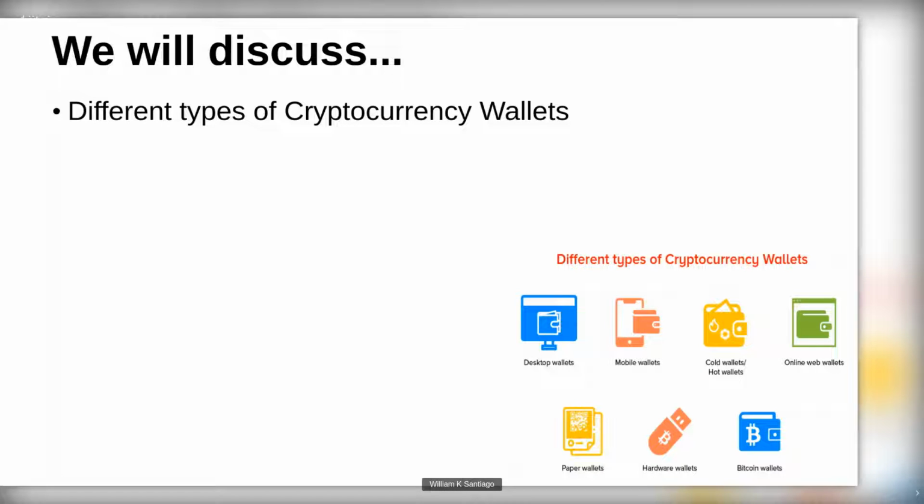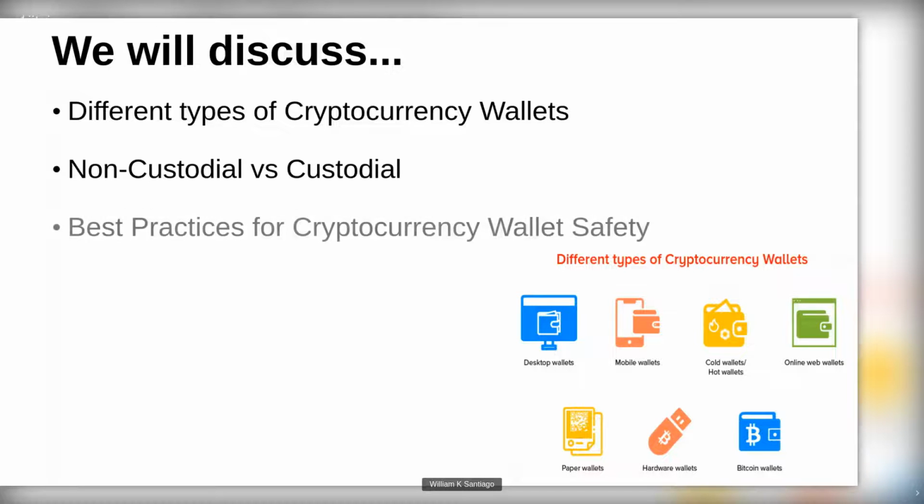there. So we understand that there are different types of wallets. We're also going to look at the type in terms of two categories of these wallets. One's non-custodial and custodial. And as we go through the presentation, I'll point out which of these are custodial and non-custodial.